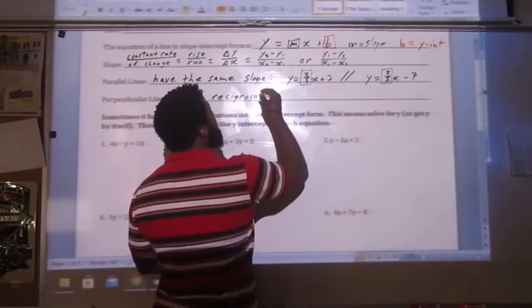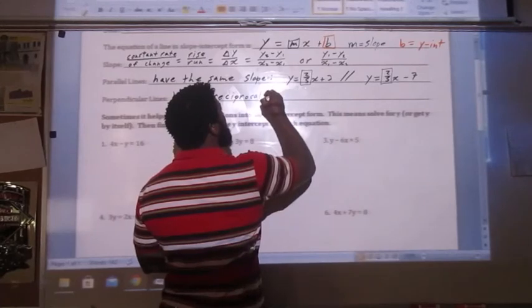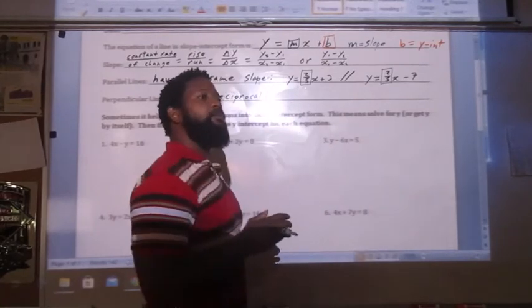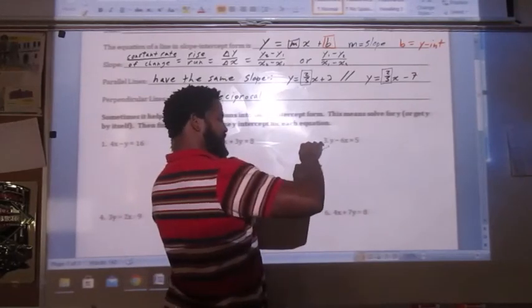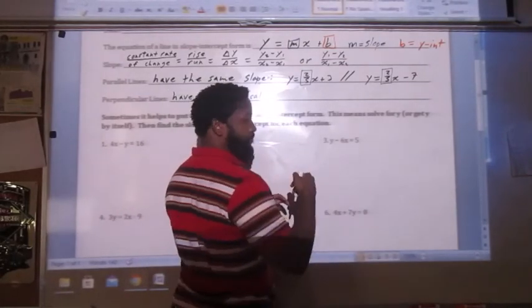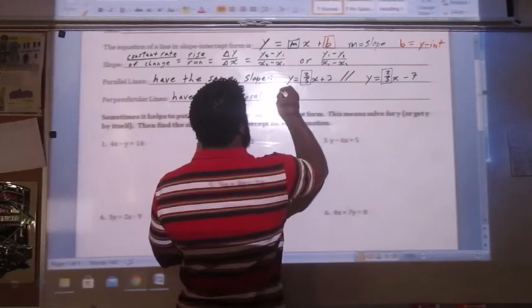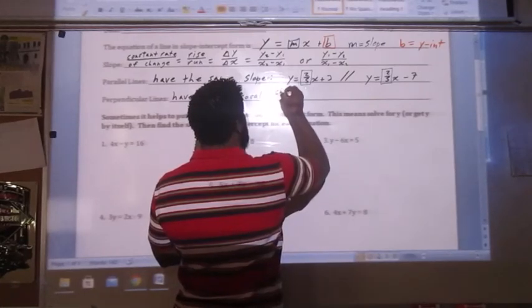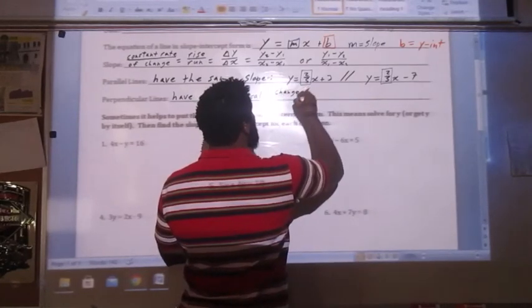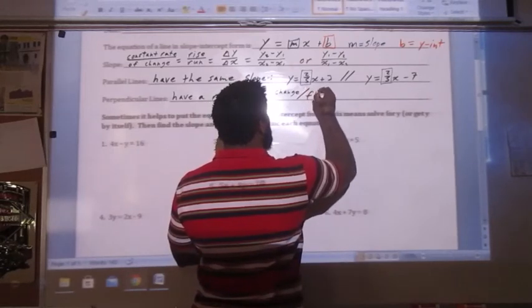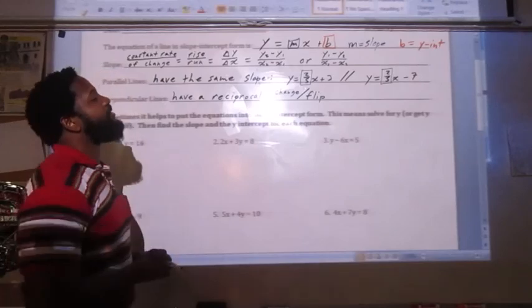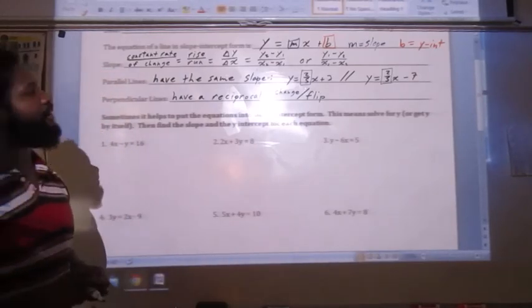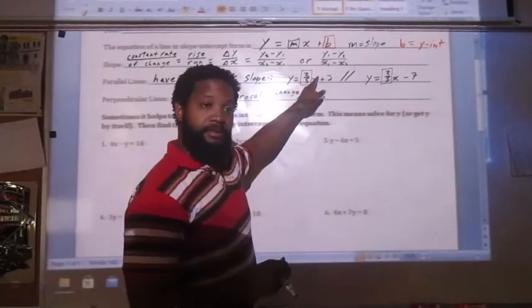And what does this mean? That means the reciprocal is the change and flip. Change and flip. What does that mean? Well, like keep, change, flip.